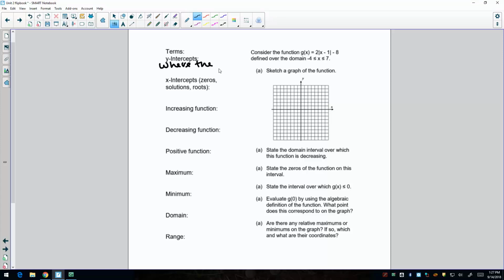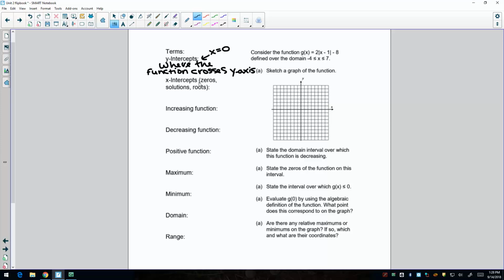the graph or function crosses the y-axis or intercepts it. Okay? So y-intercept. Now, if it is a y-intercept, the x will always be 0. Always, right? The x-coordinate of the y-intercept is always 0.